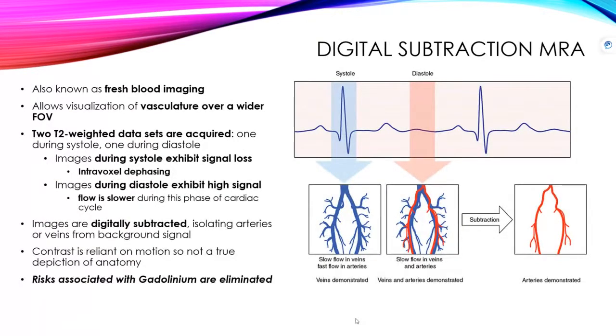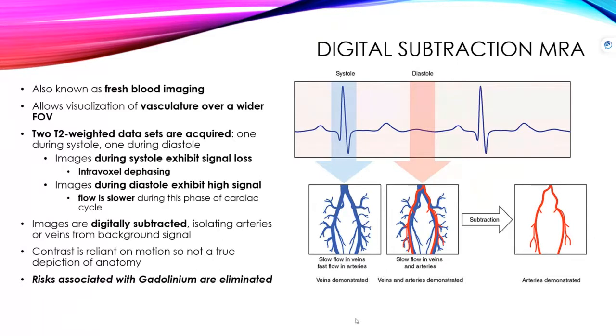Digital subtraction MRA is fresh blood imaging. That's what we call it. It allows us to look at vasculature in a bigger field of view. So for instance, we could use digital subtraction for carotids, for the abdominal aorta. We could even use digital subtraction in our, I can't ever think of the word. And Laura always has the right word because she does it at her job. What is it called? Why can't I think of this right now?